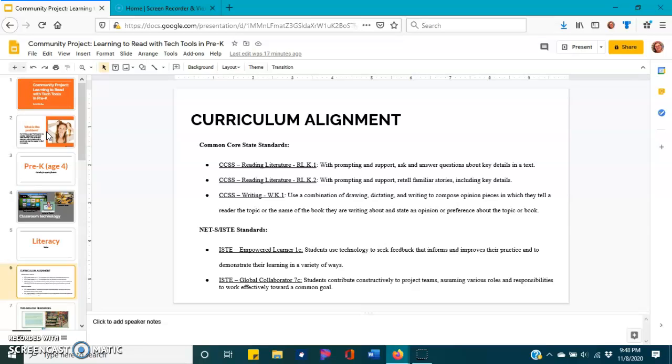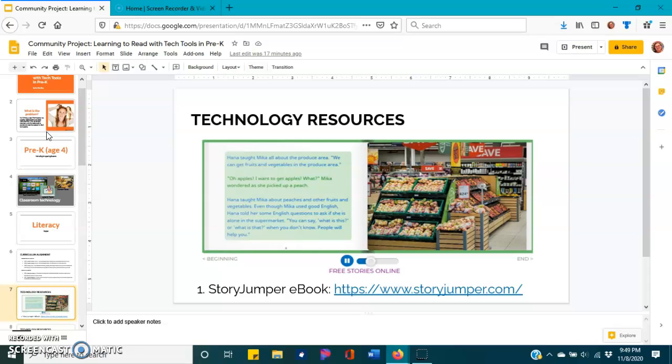So under Common Core, I have two reading literature goals and a writing goal. And then under the NETS and ISTE standards, I have Empowered Learner and Global Collaborator. And here are the technology resources I recommend using alongside the use of the classroom tablets.